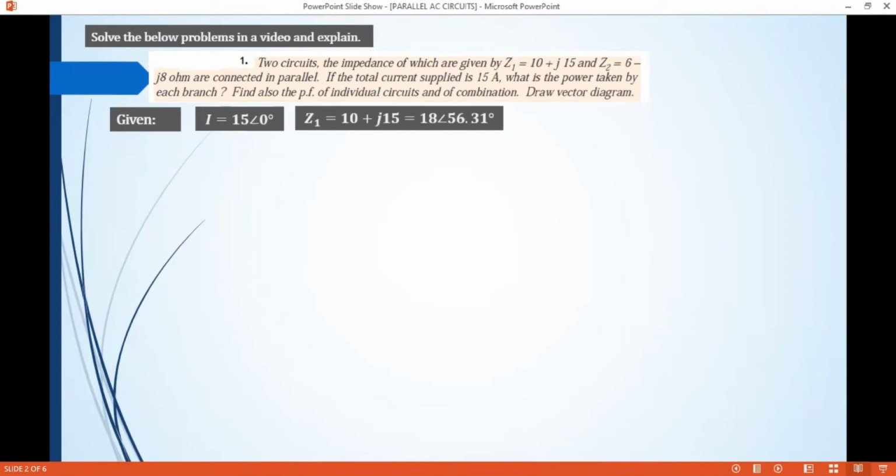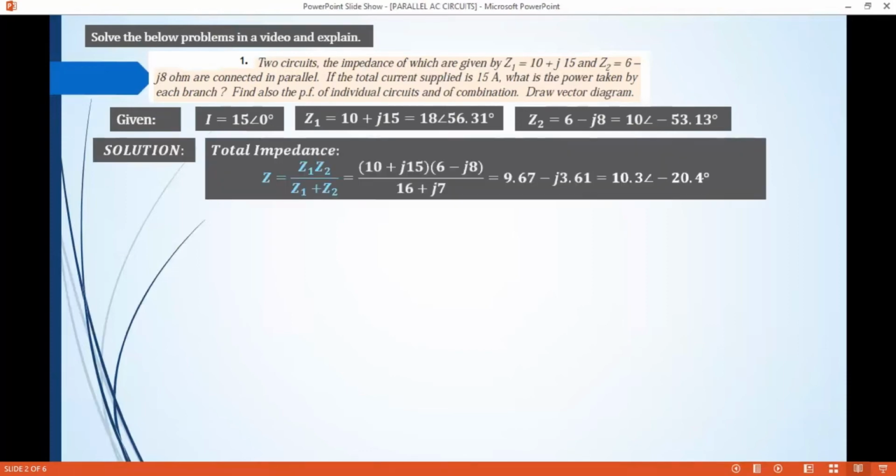So let's input it in our calculator, and we will be having impedance 1, 18 angle 56.31 degrees. So that is the impedance 1. Next is the impedance 2, which is 6 minus J8. So it is also in complex form. So let's convert it into polar form. So we have 10 angle negative 53.13 degrees. So that is the given for our problem 1.